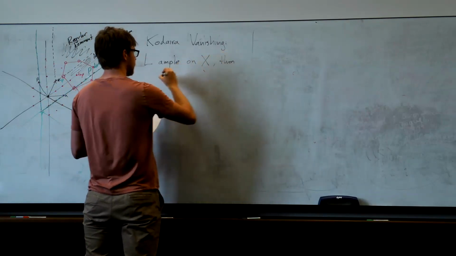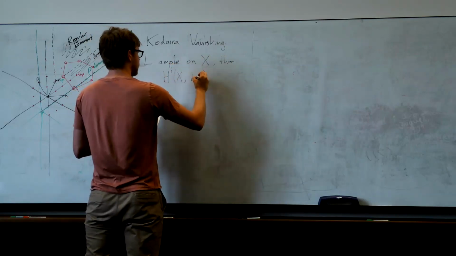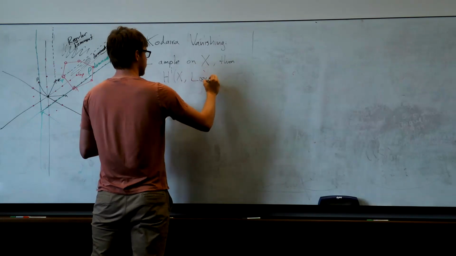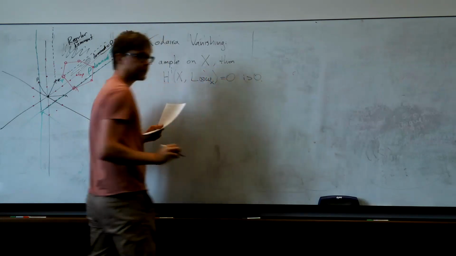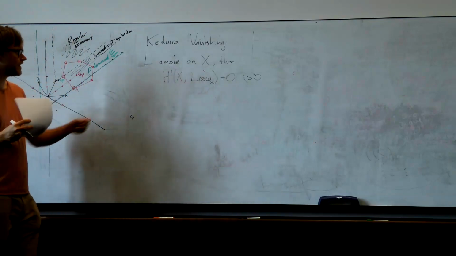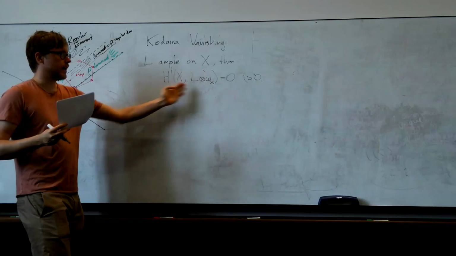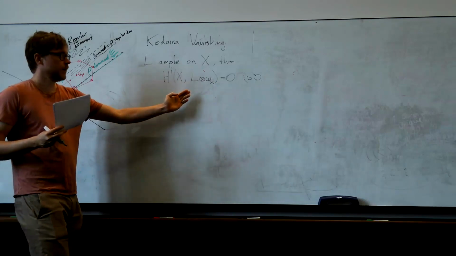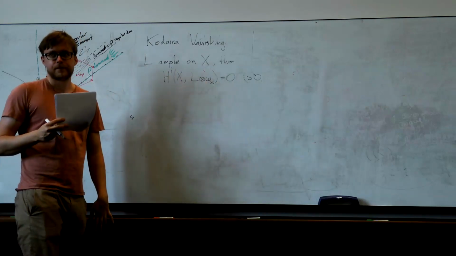then H^i(X, L tensor omega_X) is 0 for i greater than 0. Right. So this is saying, given something ample, if it were very ample, you'd know that high cohomology vanishes. If it's ample, you twist by this, then you know that high cohomology vanishes.